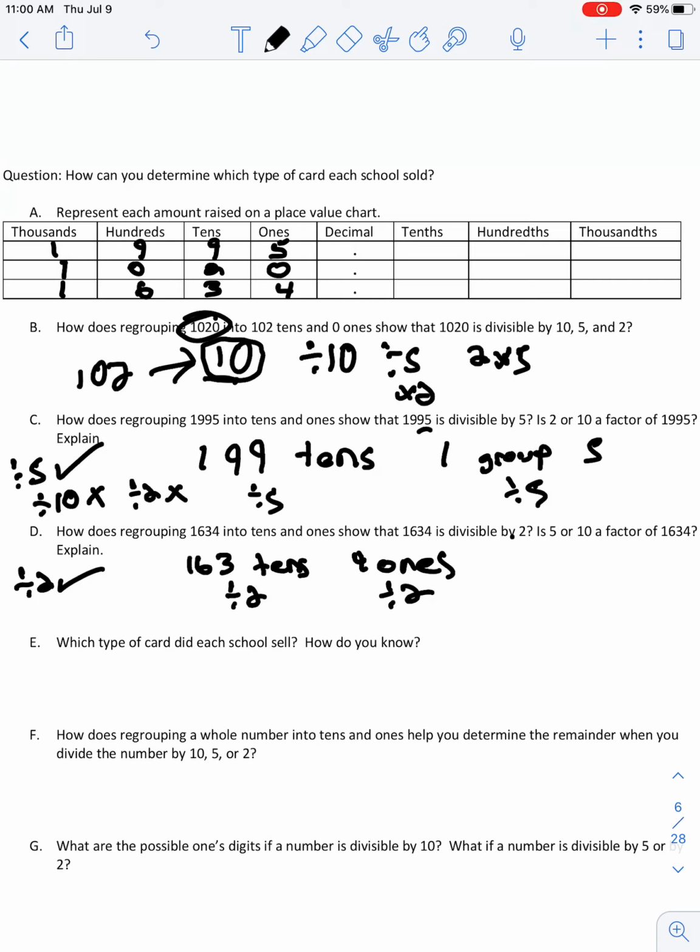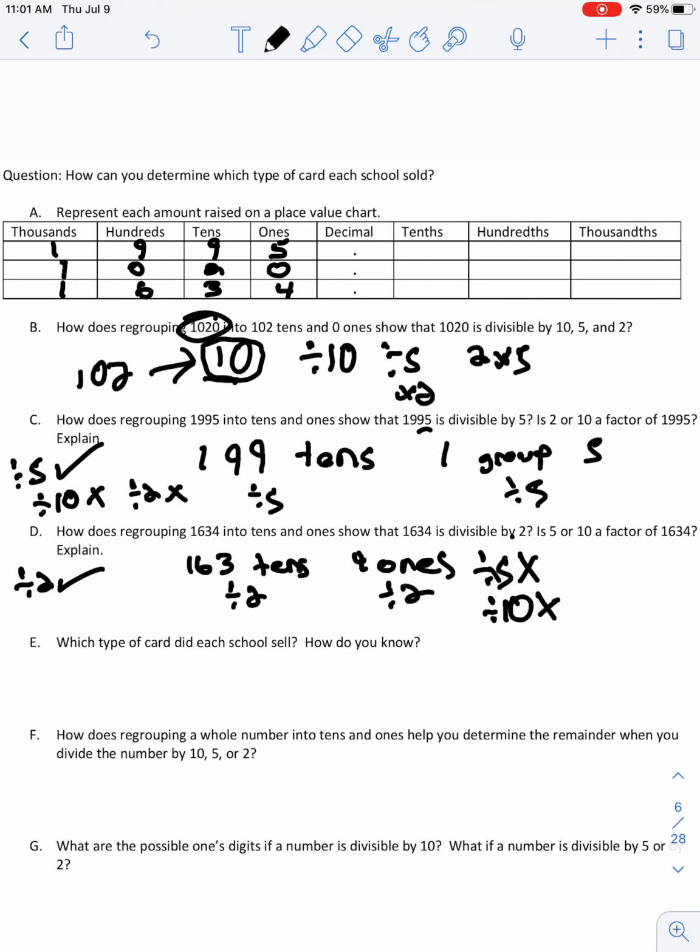Is 5 or 10 a factor? Well, I know 5 does not go into 1, so it's not divisible by 5. I know 5 does not go into 4, I should say, the 4 ones. I know that 10 does not go into 4 ones. Therefore, it's not divisible by 10.